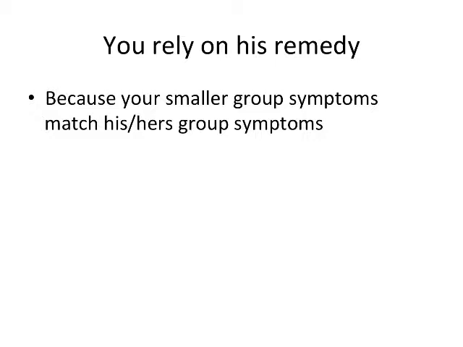You rely on somebody else's information because his experience or the number of patients that he has is greater than yours, and so he has a larger group to draw symptoms from. So you can be more sure of his genus epidemicus remedy.